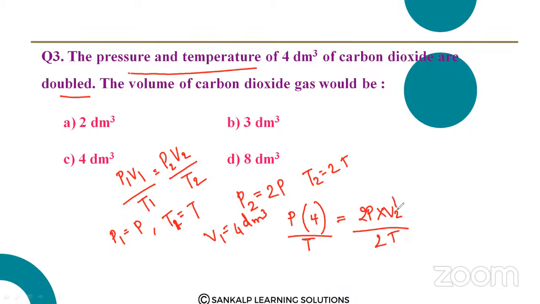So you can see clearly that V2 is equal to 4. So there will be no change in volume. So the correct answer is C. V2 is nothing but 4, so there is no change in volume. So the correct answer is C, 4 dm cube.